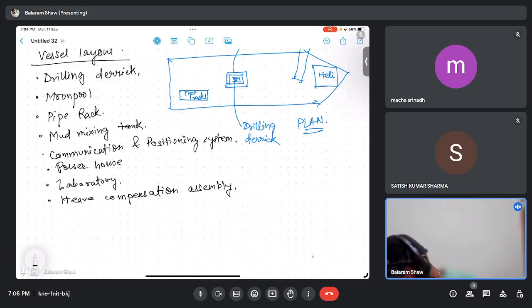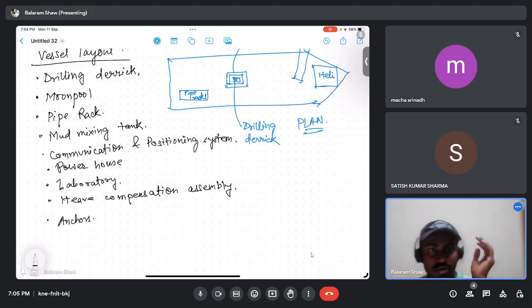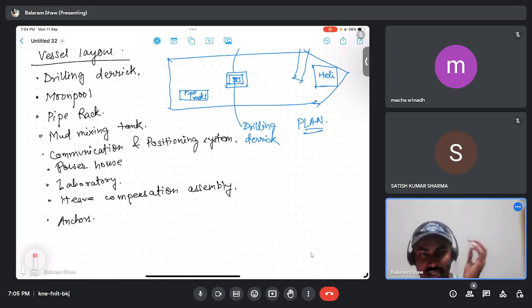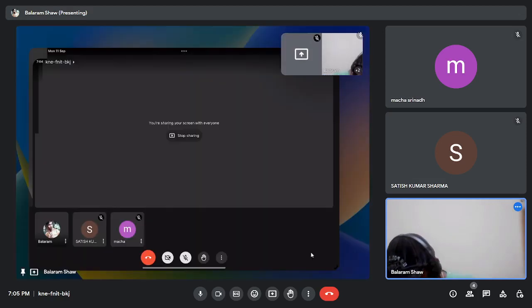Then we have anchors. We have seen beforehand that to have minimum fluctuations, we have to have these anchors to ensure there will be no movement of the vessel while drilling. Because while drilling, because of the water waves and all, we can have some fluctuations. To minimize that, we have these anchors. I'll show that here now.